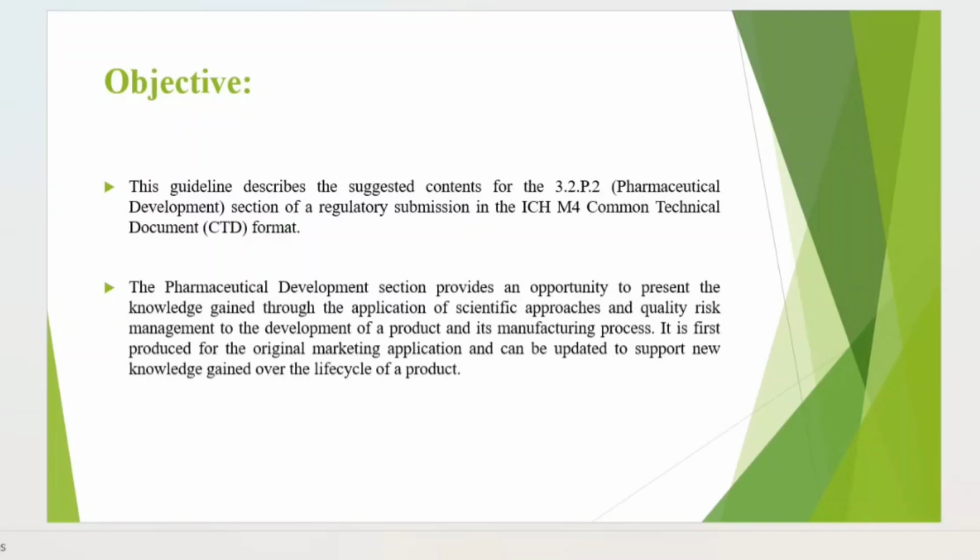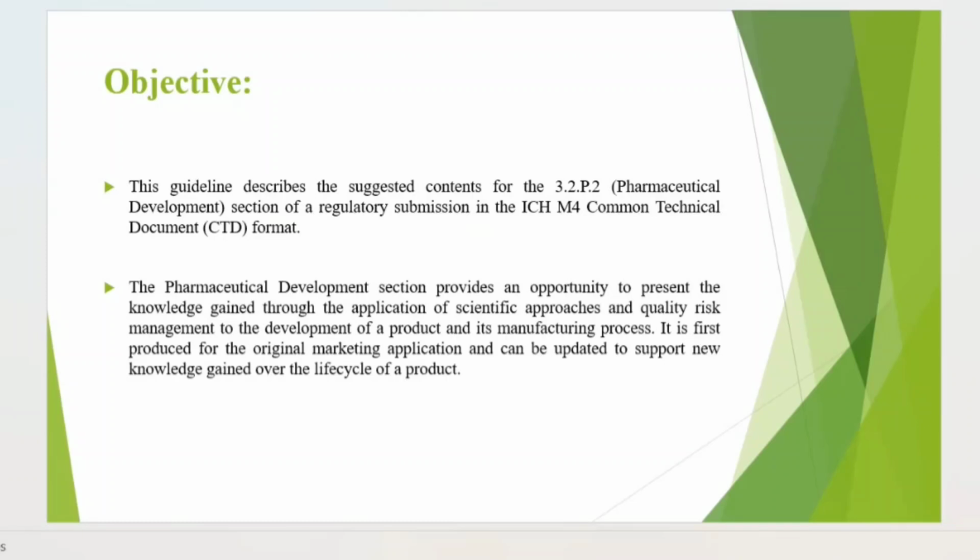So this pharmaceutical development report is generated at the F&D department. F&D means Formulation Development Department, also called the Research and Development Department. So these teams generate this document, and the signed version of this document is attached directly in the 3.2.P.2 section of the dossier.